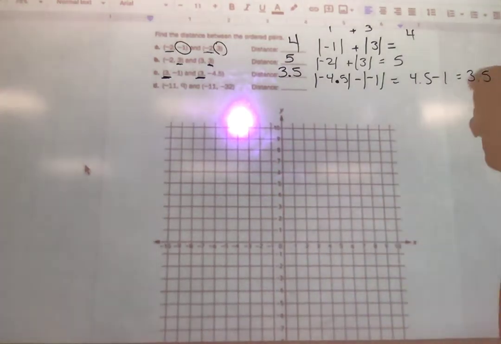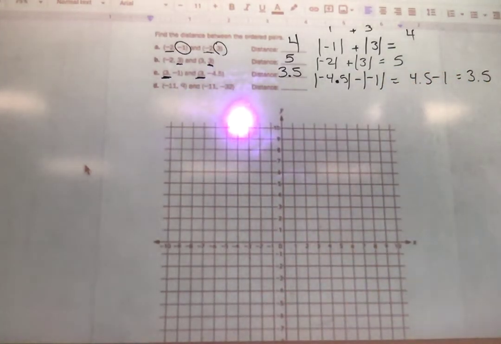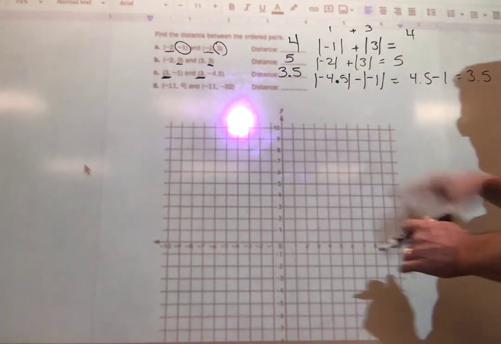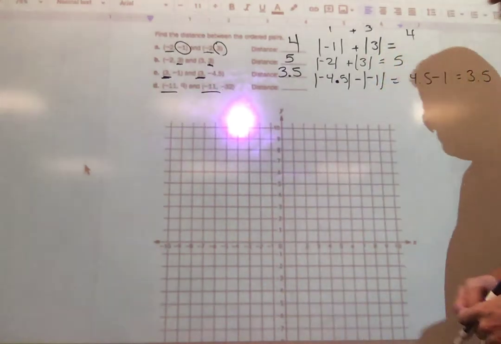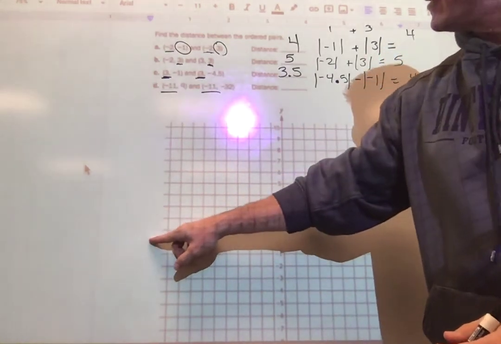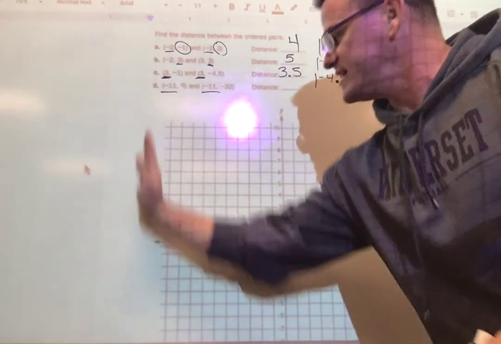Now the last one, we've got -11 and 9, and -11 and -32, so we can't even graph it. Okay, and that's intentional, so we can go ahead and see if you can do this without graphing it and actually just counting it. Again, notice they're both -11. Visualizing that, they're both -11, and then they're going to do some different things from there. So they're both on this street out here.